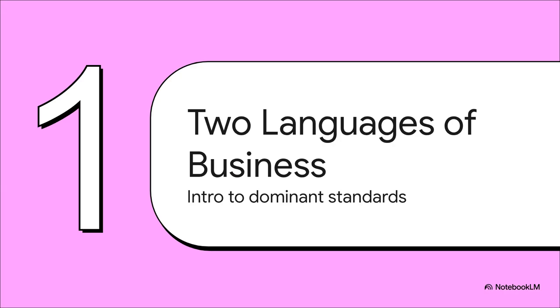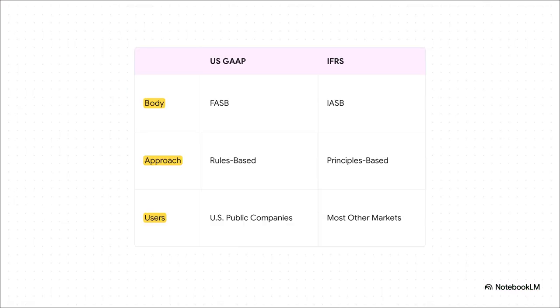All right, first up, the two languages of business. Let's get to know the world's two dominant accounting standards. So on one side of the ring, we've got US GAAP. That stands for Generally Accepted Accounting Principles. The folks setting the rules here are the Financial Accounting Standards Board, or FASB for short. GAAP is famous, or maybe infamous, for being super detailed and rules-based. It's the law of the land for all public companies in the US.